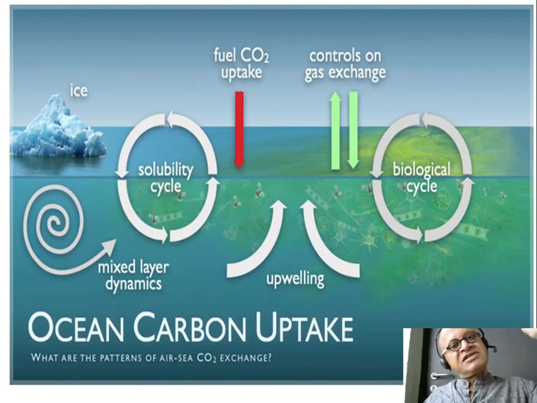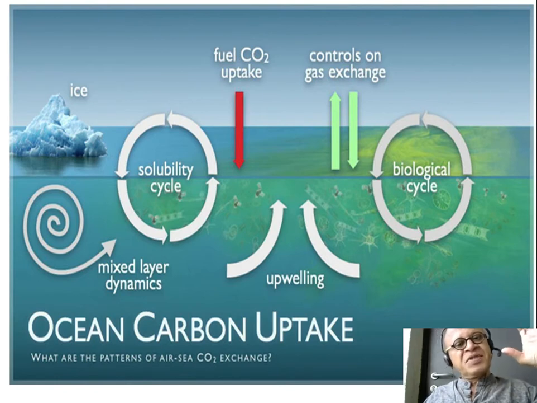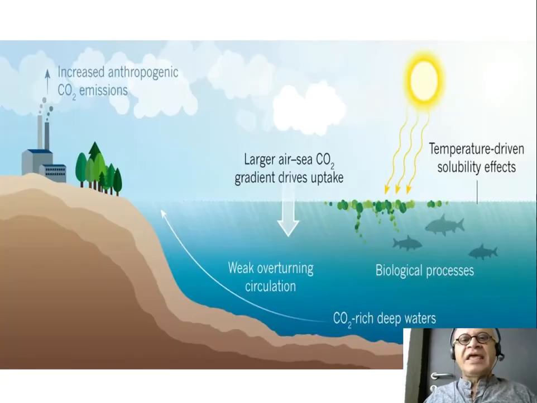Remember that during glaciation and deglaciation we talked about CO2 decreasing and increasing in the atmosphere by about 100 ppm. So glaciers and ice would play a role in that. So with increased anthropogenic CO2 emissions, generally the gradient of air-sea CO2 is changed, so it should drive ocean uptake. Temperature-driven solubility effects: if you warm the ocean, solubility is going to decrease. Okay, overturning circulation can weaken, which can decrease the uptake.